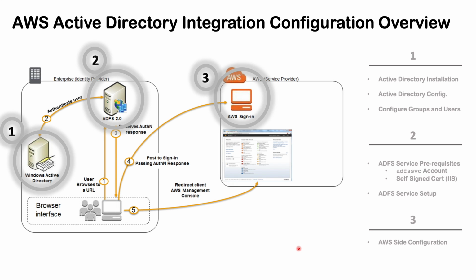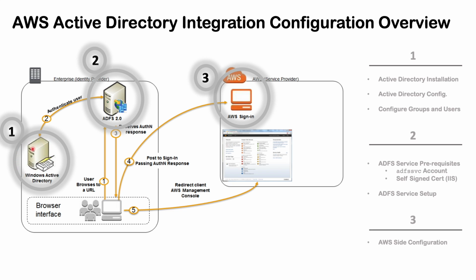In this video, we are going to take a quick look at how to integrate Active Directory with AWS, which will allow the users on the Active Directory to log in to AWS without those users being specifically created in AWS. So this whole configuration is broken down into three main parts.